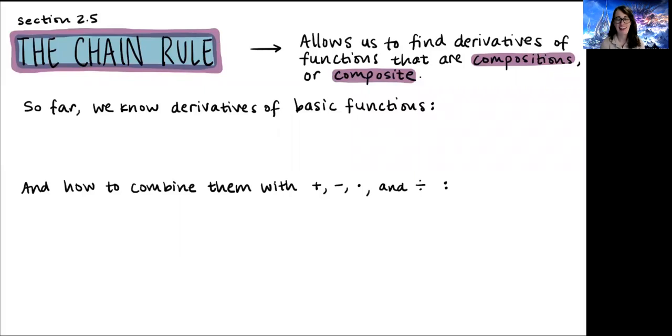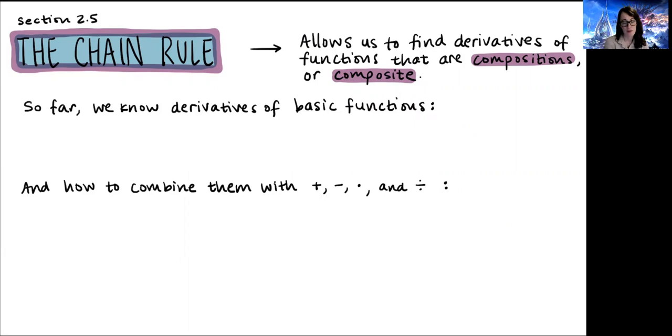Hello everybody. In this video, we're going to learn about our last differentiation rule, and that is called the chain rule. So far, we have about a handful of differentiation rules, but they are sort of limited in what they can allow us to differentiate. So the chain rule allows us to find derivatives of functions that are compositions or composite.